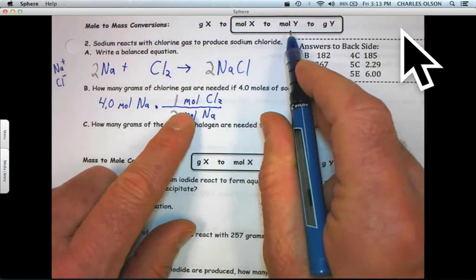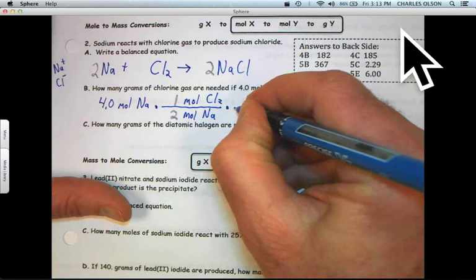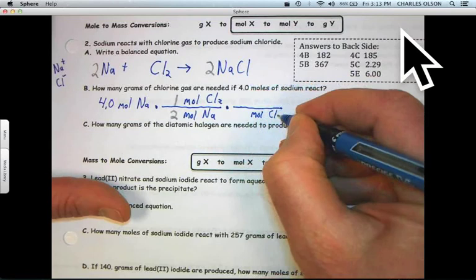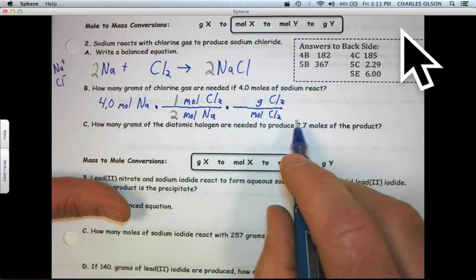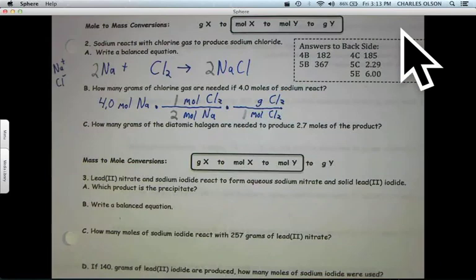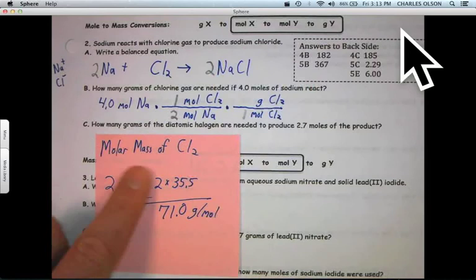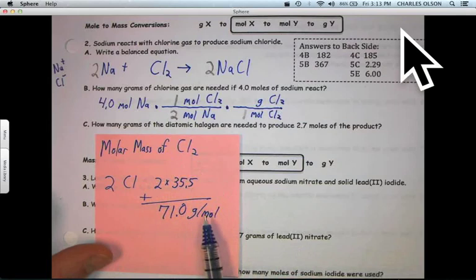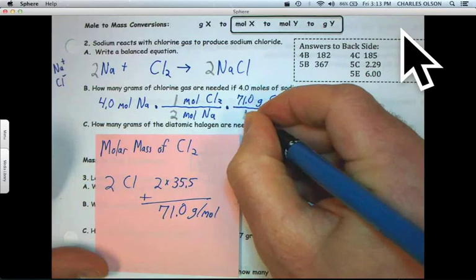But the question asks for grams of chlorine. So we have one more conversion factor. Out of moles of Cl2 into grams of Cl2. How many grams per mole, in other words, how many grams per 1 mole of Cl2? And that is the molar mass of Cl2, and I have written that out right here. 2 chlorines from our periodic table, that's 71.0 grams per mole. So that's 71.0 grams per 1 mole.